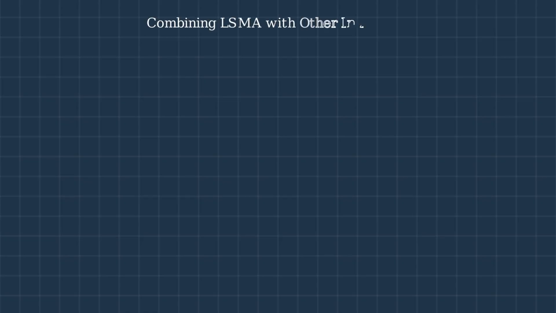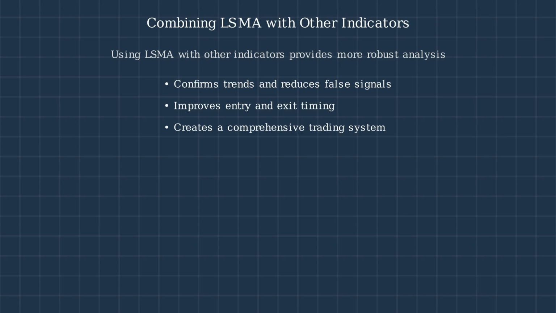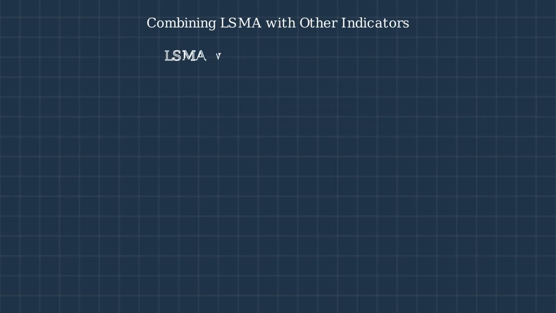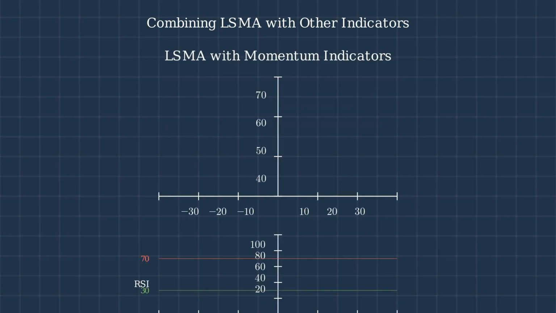Combining the least squares moving average with other technical indicators creates a more robust analysis framework. This approach confirms trends, reduces false signals, improves timing, and helps create a comprehensive trading system. LSMA works exceptionally well when combined with momentum indicators like RSI or MACD.